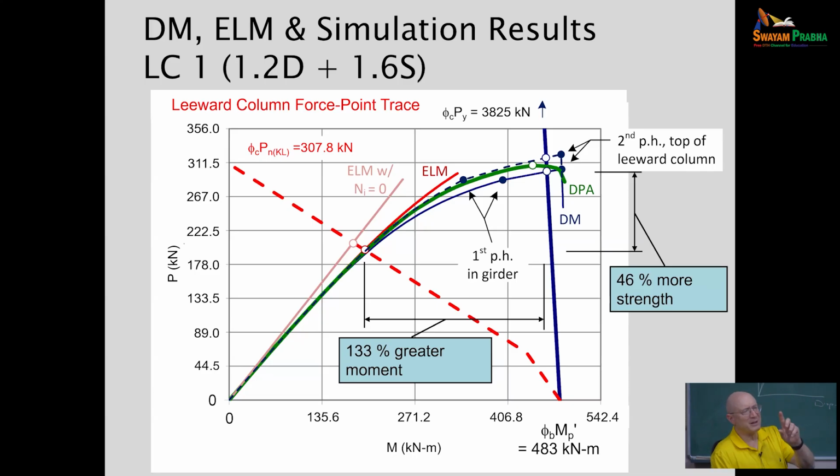Okay, and it's not. The first plastic hinge is actually way over there, over the top of the first interior column in the girder. Okay. So that's the intersection point, first point, right? That's the first plastic hinge, and we're plotting the behavior at this second plastic hinge, where the second plastic hinge occurs. At the leeward column. At the leeward column, okay.